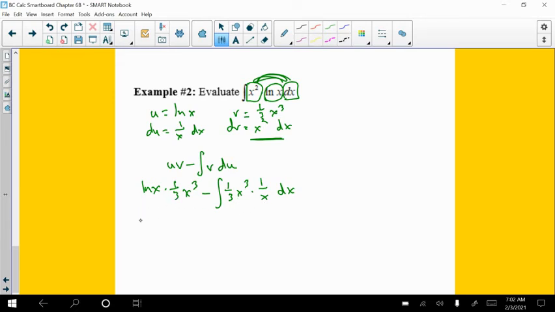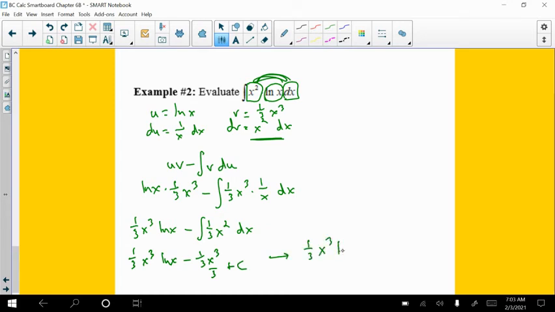And so I'm going to rearrange this. I'm going to put this in front. So 1/3 x cubed ln x minus, and then if I simplify that, that's 1/3 x squared dx. And so that's just a power rule. So then I still have my 1/3 x cubed ln x minus 1/3 x to the third divided by 3 plus c. And then we can just go ahead and clean that up. 1/3 x cubed ln x minus 1/9 x cubed plus our c value.